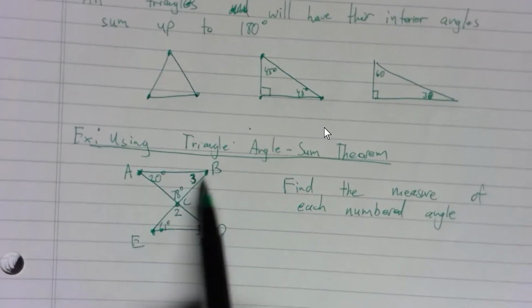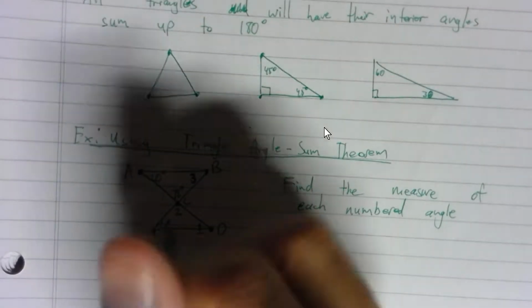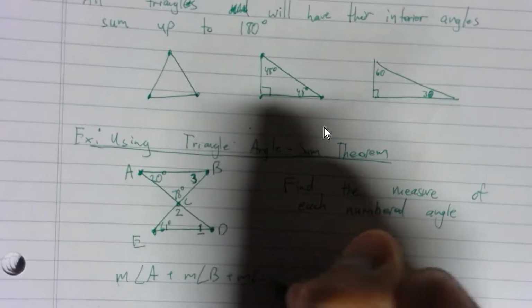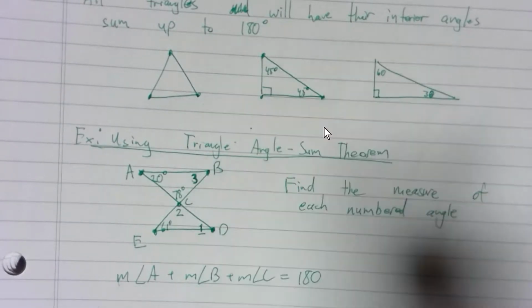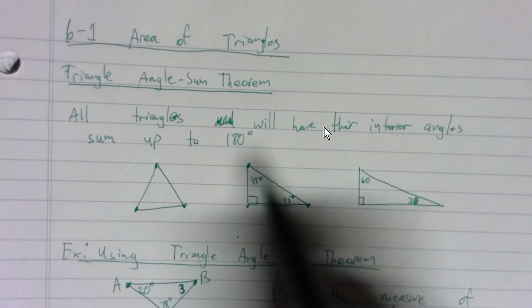Triangle ABC, because I know in triangle ABC, if I add the measure of angle A plus the measure of angle B plus the measure of angle C, they should add up to 180 degrees, according to the triangle angle sum theorem.